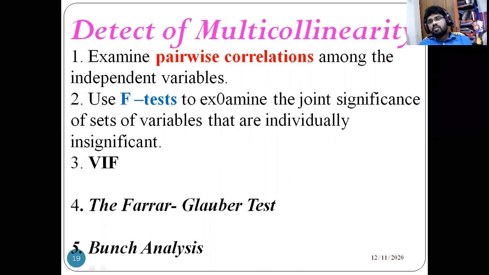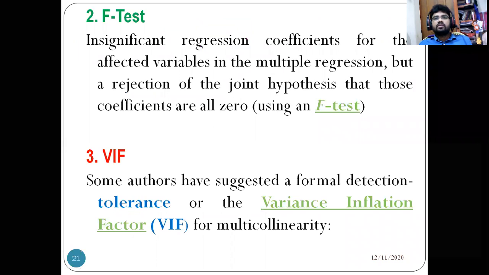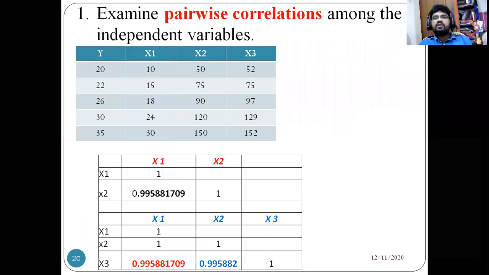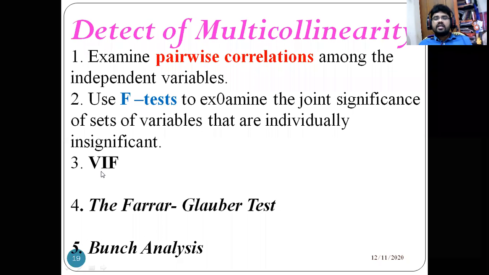When you run a multiple regression, you will get F test values, and more importantly the VIF value. The full form of VIF is variance inflation factor, which is very important.